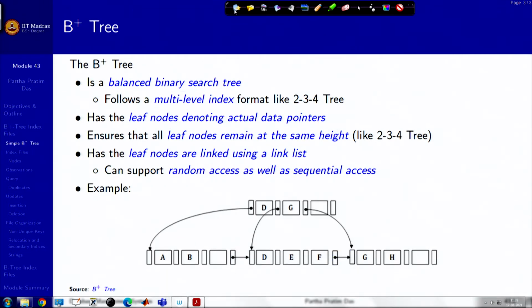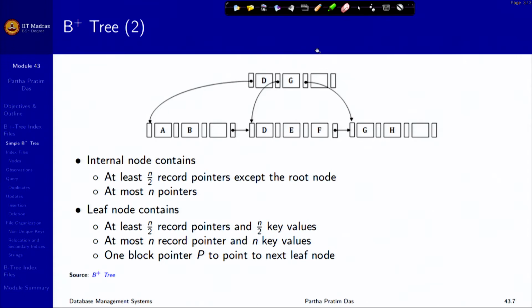So, a couple of properties, exactly like the 234 tree, only here we do not have the restriction of having a 1 node, 2 node, 3 node, 4 node. All nodes are of the same type, but they may have a variable number of data key elements and a variable number of pointers. So, this is the basic structure.